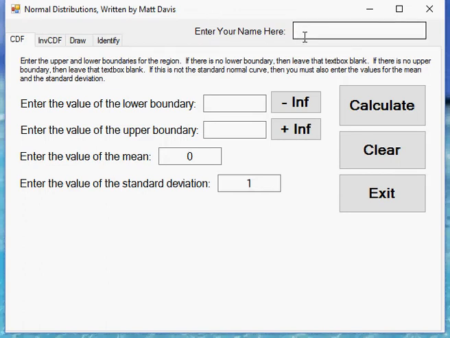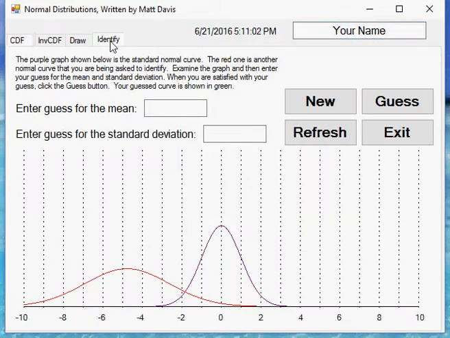Hello, this is a quick video to show you how to try and identify the mean and standard deviation on normal curves using this normal distribution simulation. Always remember to put your name in the name box for all of these. So we're going to click on the Identify tab, and it's going to show us always this exact same purple normal distribution or bell curve.